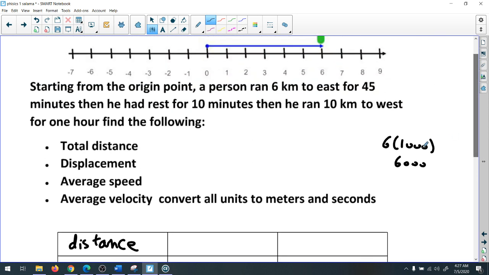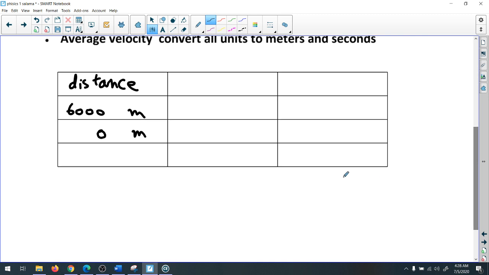Then we have the third distance. It's 10 kilometers to the west. I know it's going to be negative, east is positive and west is negative, but we're not talking now about displacement. We're talking about distance, so it's 10 kilometers no matter the direction. So 10 times 1,000 is 10,000.